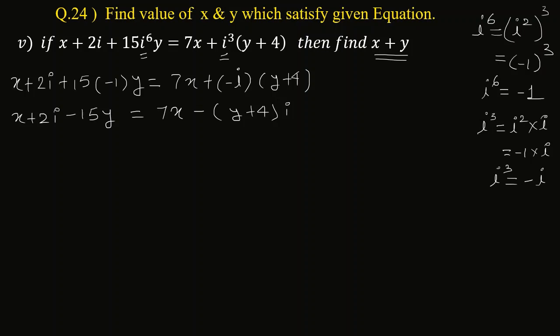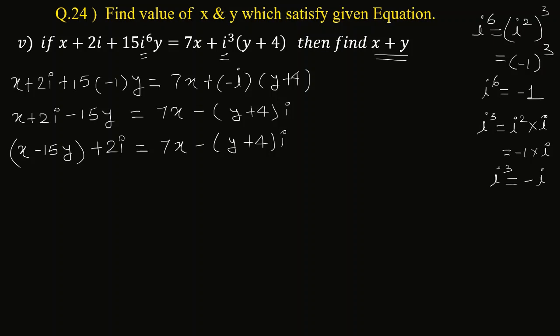On the left hand side, the like terms are x minus 15y, which are real. Like term मतलब they are real terms, and the imaginary term is 2y. On the right hand side we have 7x, and minus of y plus 4 into i. They are already in the form of real term and imaginary term. So comparison: real part with real part, imaginary part with imaginary part.